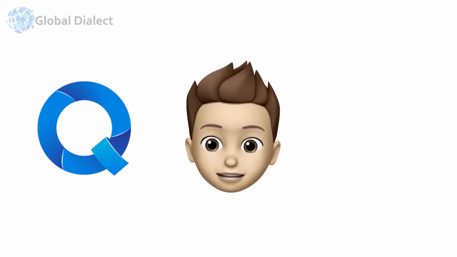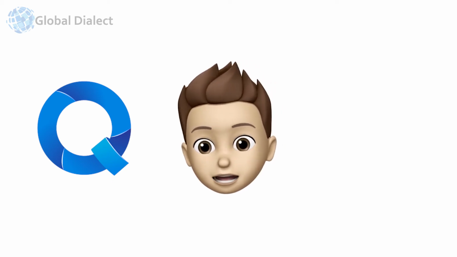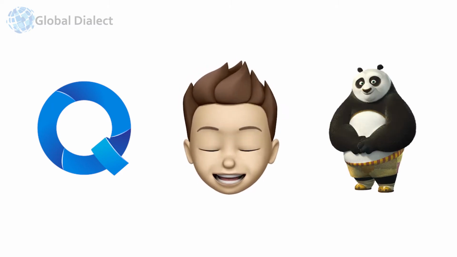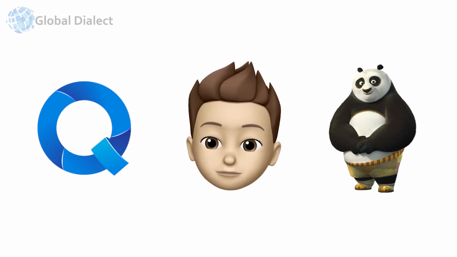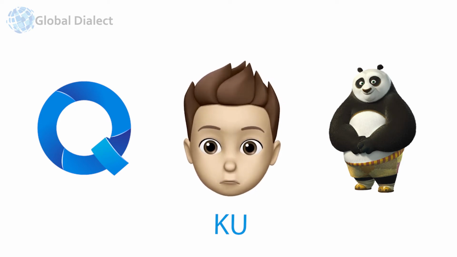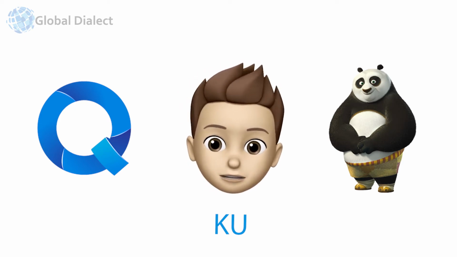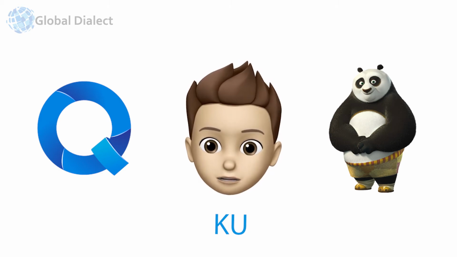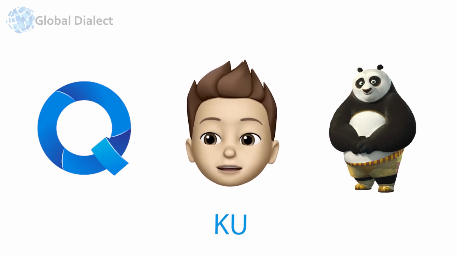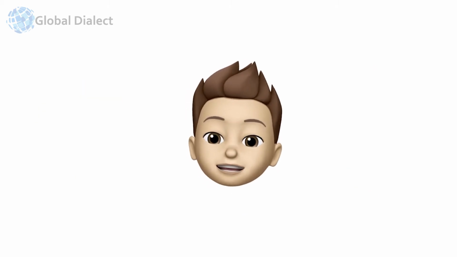Q. Okay, now that's pretty easy, I should say. Q, Kung Fu Panda. That's right. So Q is pronounced as Ku. Like I told you, Kung Fu. So Ku, the first pronunciation of the movie Kung Fu Panda, which is Ku. Q is pronounced as Ku. Let's see the next one.